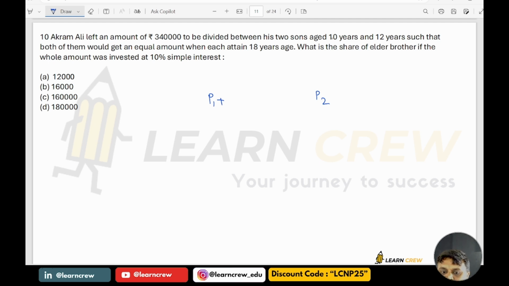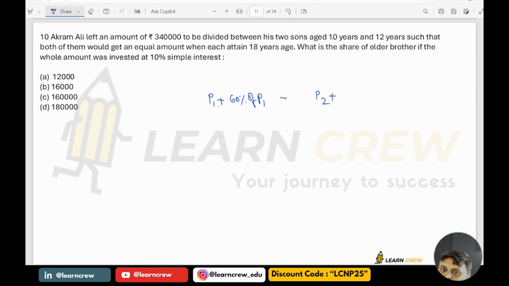So now he is 10 years, he is 12 years. The elder is 12 years, so he has 6 years left. The younger is 10 years, so 8 years left. So he will get P1 plus 60% of P1.